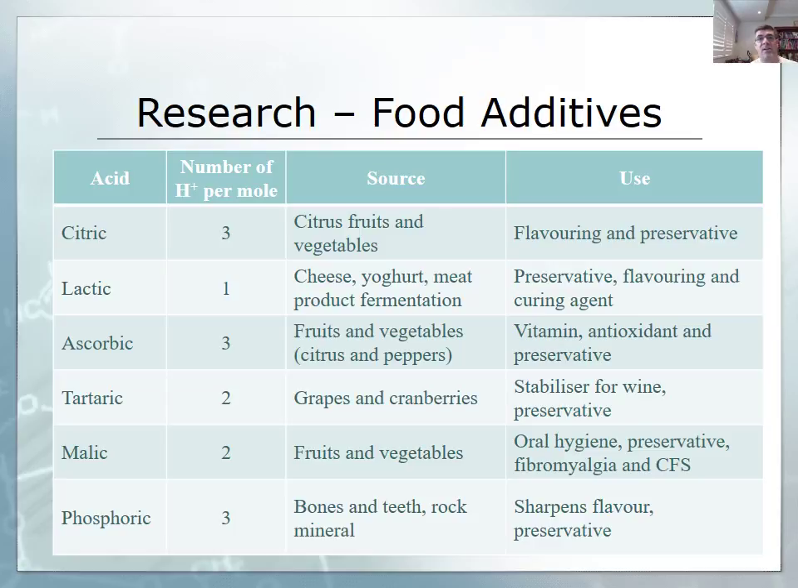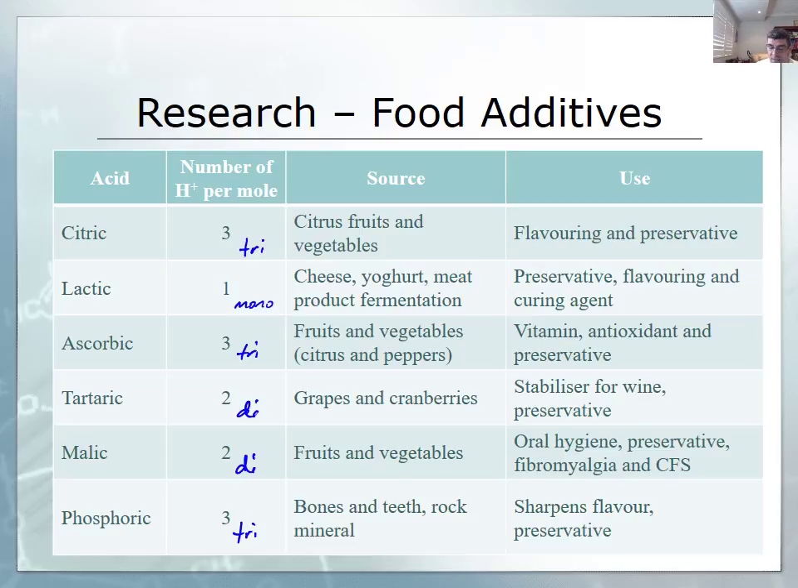So it's important, as I said, for you to do a little bit of research on this, but I thought I'd give you a little bit of a general idea of the kinds of acids you might want to have a look at. So this list on the left, citric, lactic, ascorbic, tartaric, malic, and phosphoric, are all acids that you might like to have a look at in terms of their impact as food additives. We can see from the numbers of protons that are liberated per mole of the acid that citric is a triprotic acid, lactic is a monoprotic acid, ascorbic tri, tartaric di, malic di, and phosphoric we know is a triprotic acid.